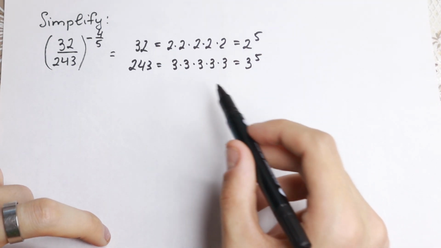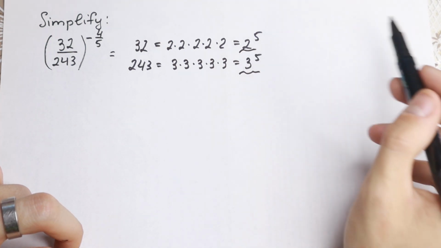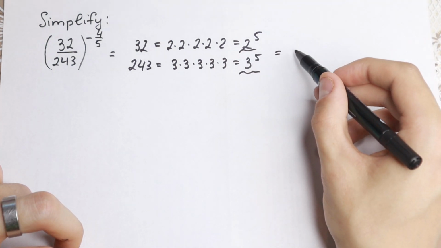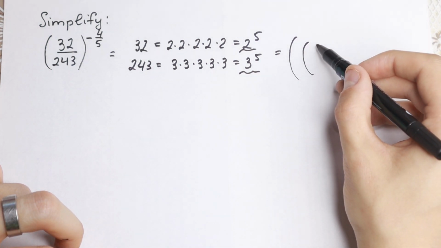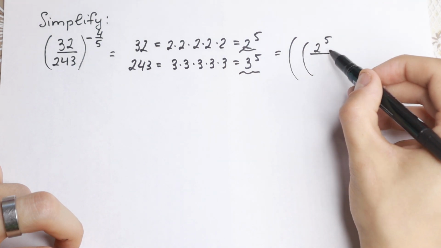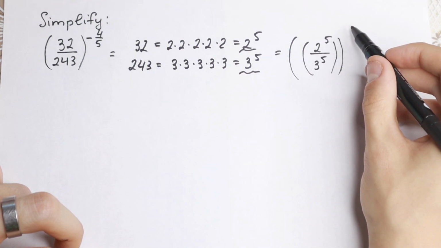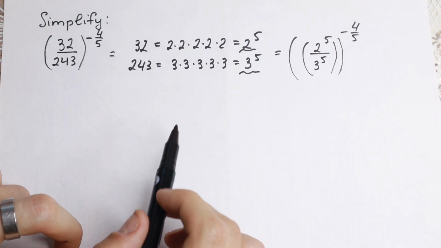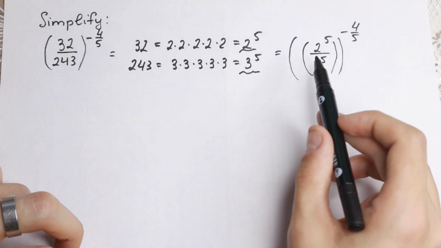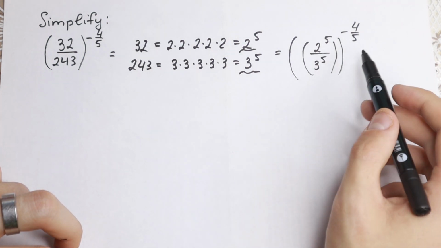So we can easily change this 243 as 3 to the 5th and 32 as 2 to the 5th power. So let's do this. What do we have? We have parentheses. In parentheses we have 2 to the 5th power divided by 3 to the 5th power, and all of it raised to the power minus 4/5. So we just change it in another way. We write this 32 as 2 to the 5th and 243 as 3 to the 5th power.